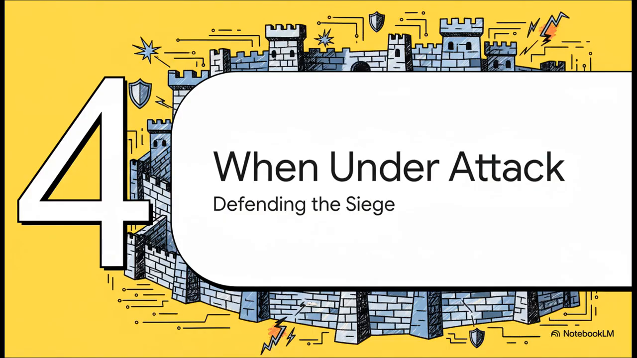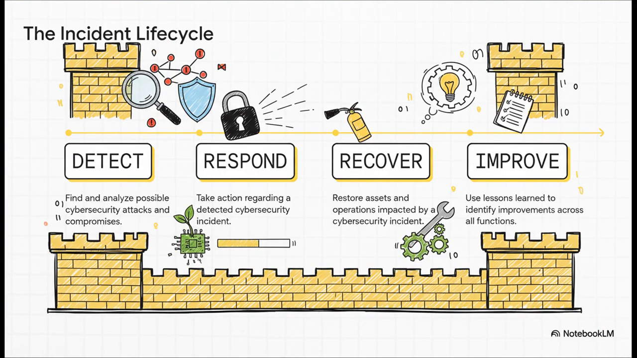But look, no matter how high or how thick your walls are, no fortress is ever completely impenetrable. Let's be real, an attack is eventually going to happen. And that's exactly why the framework gives us a clear, coordinated plan for defending the siege. This whole incident lifecycle is just a brilliant sequence of events. First, you detect the threat, just like a watchtower spotting an enemy army on the horizon. Then, you respond. You have to take immediate action to contain that attack and limit the damage.